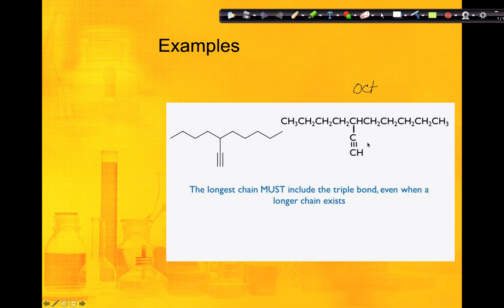Okay, and it is at the beginning, so I don't need to include the number, so I could just put yne. It's not ene, it's yne. And now I just worry about the branch. So 1, 2, 3, that's where my branch occurs. So it's at the third carbon, and it's 1, 2, 3, 4. It's a butyl. So 3-butyloctyne.